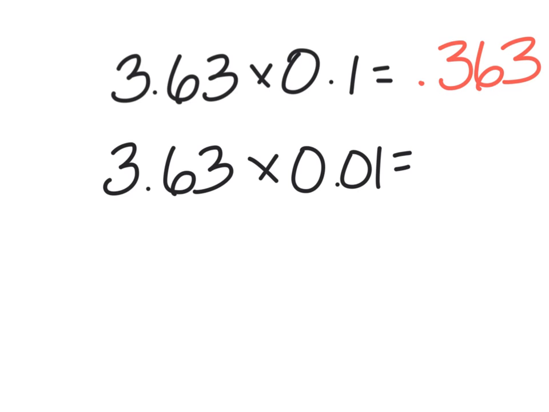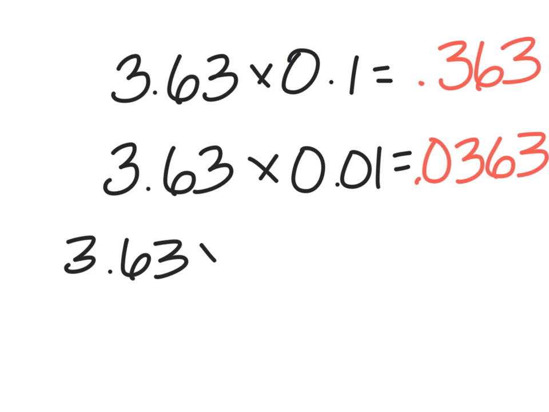Okay, now let's take the same number, 3 and 63 hundredths, and multiply it by 0 and 100th. So now I look at my number that I'm multiplying it by, and there's 2 spaces, so I'm going to move it 2 spaces. And so I will have 0, 3, 6, 3 with a decimal point. If I did it one more time and I took 3 and 63 hundredths times 1,000th, I would be moving 1, 2, 3 because there's 3 spaces. So 1, 2, 3. What do you notice?